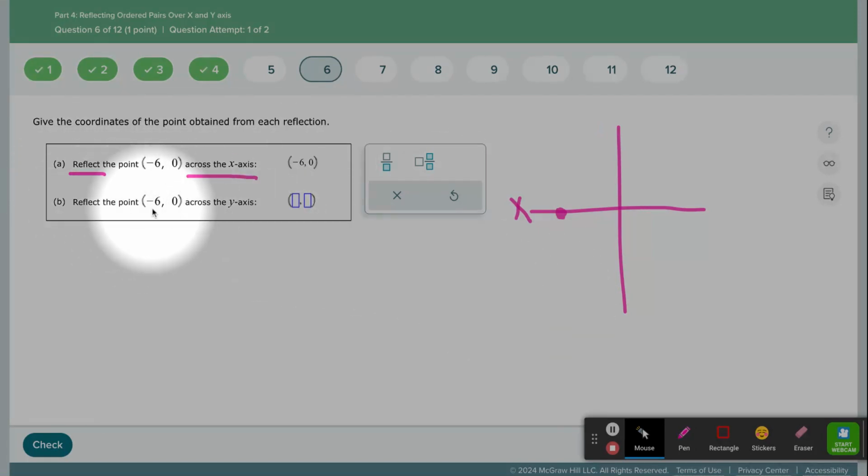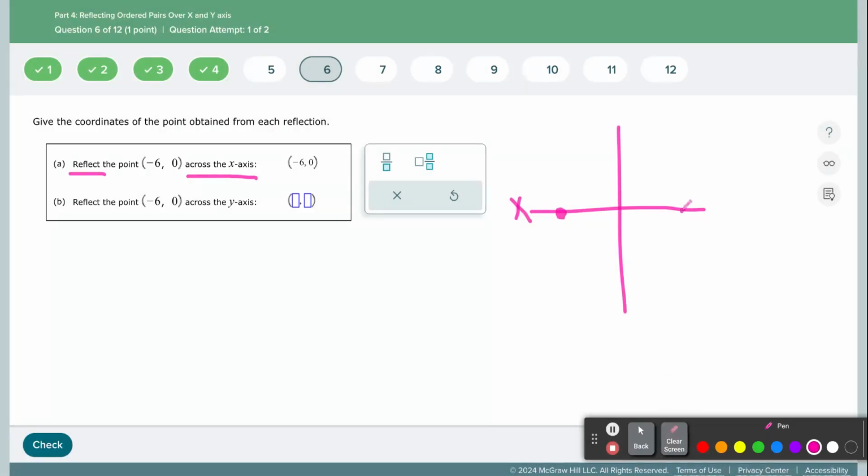If I reflect the point -6, 0 across the y-axis. So I have -6, 0 still, and I want to reflect it over the y-axis. I'm literally jumping over this line. So I'm going to end up over here somewhere, right? Okay. Well, remember, your numbers always stay the same. So I know I have a 6 and I know I have a 0. I just have to know if it's positive or negative, right?